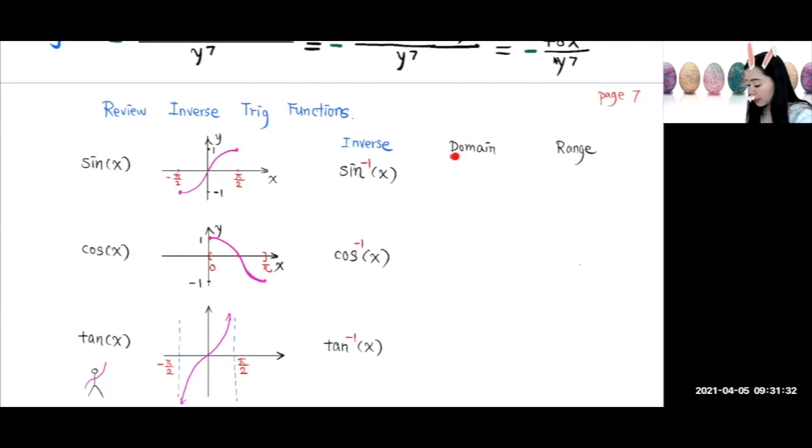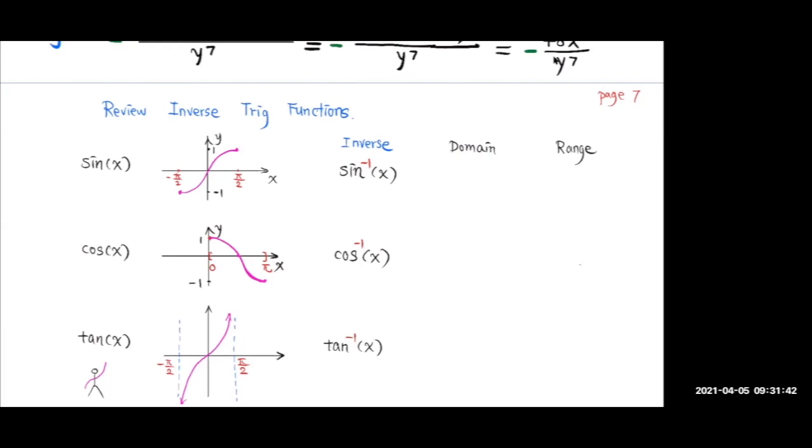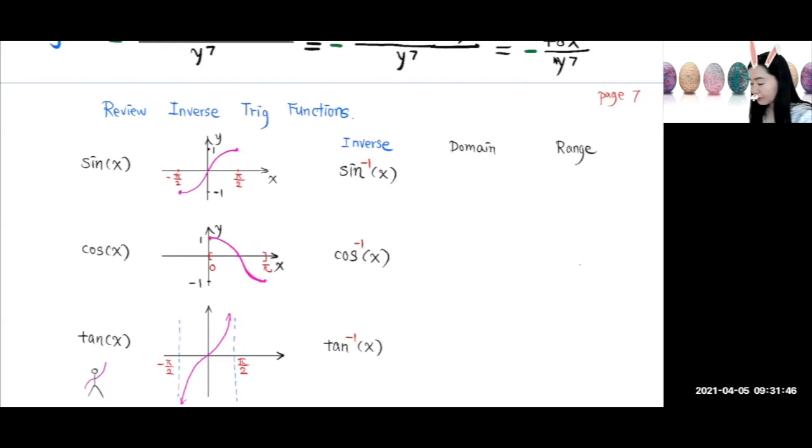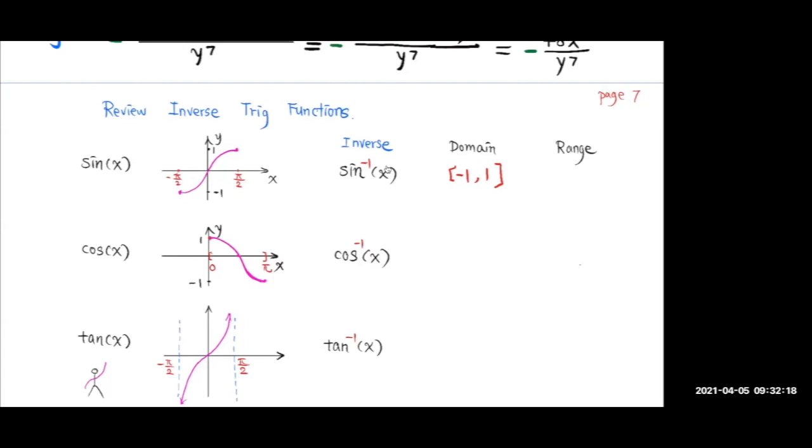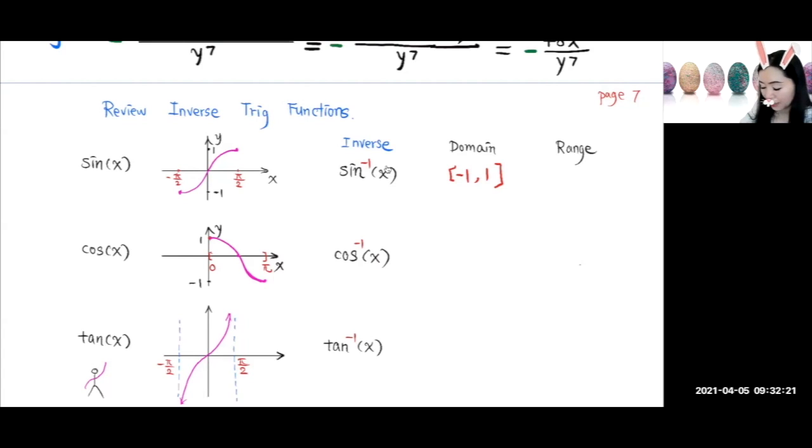So what will be the domain for inverse sine? Anyone can tell me? -1 to 1. Yes, very good. Because the domain for inverse sine is the range for sine, and the range for sine is from -1 to 1. What about the range for inverse sine? Is it -π/2 to π/2? Yes, you got it.